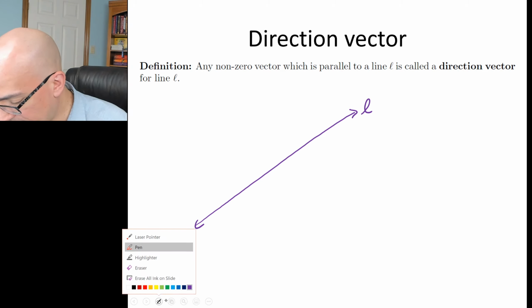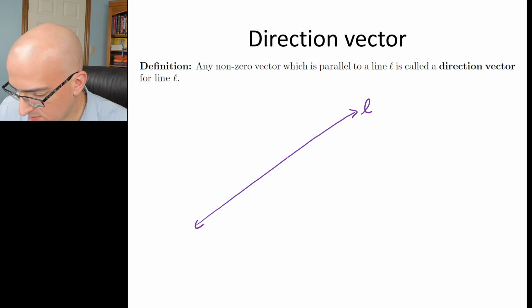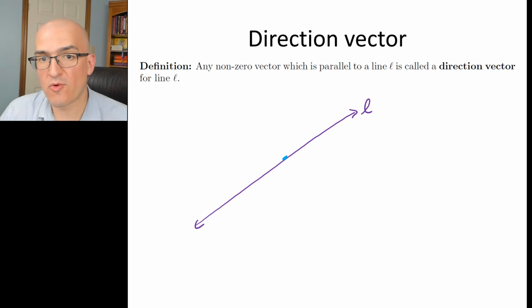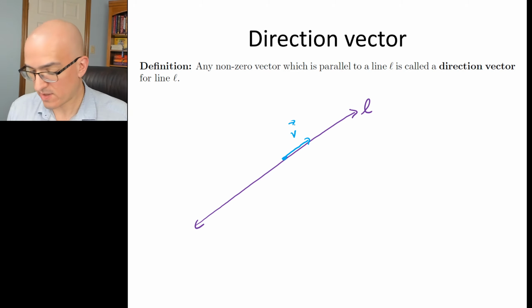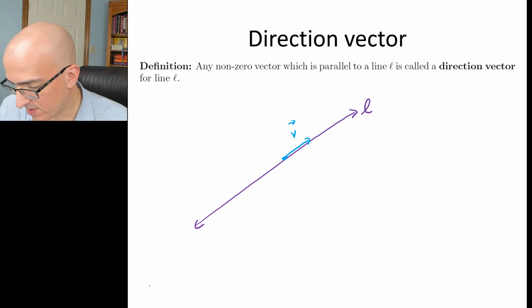I'm going to draw one direction vector for the line. And this is the point, this is the origin, the point 0, 0. So here's my direction vector v for the line. I'm going to draw a second direction vector for the line. I'll call it u.